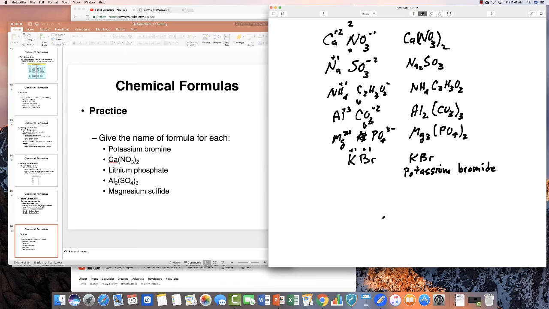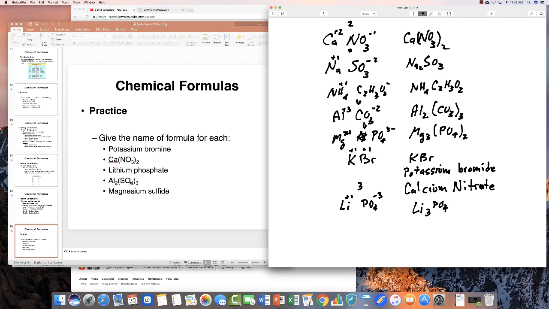I gave you the formula here, so to name it, you write the first name, calcium, and this is the nitrate, so it's calcium nitrate, not calcium dinitrate, just calcium nitrate. Lithium phosphate, lithium is Li, phosphate is PO4. This is -3, this is +1. So the least common multiple is 3. 1 goes into 3 three times. So it's Li3PO4, and it's called lithium phosphate.